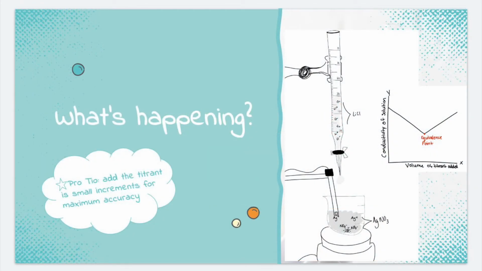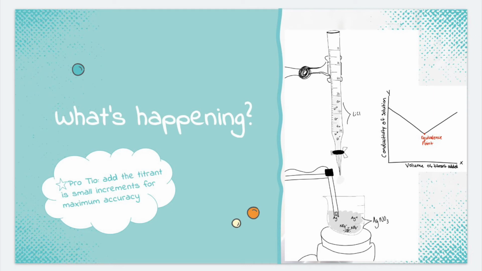Here's an example of a titration. Both the lithium chloride and silver nitrate have ions in solution. When more and more lithium chloride is added to the silver nitrate, an insoluble substance called silver chloride forms, limiting the ions in solution and the conductivity.